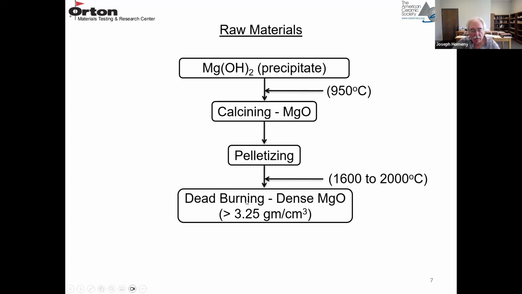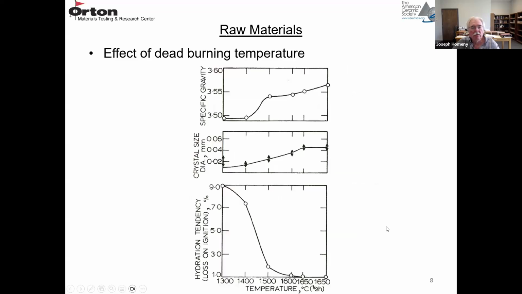Dead burning makes it inert to other processes like hydration. MgO is subject to hydration. It doesn't hydrate at a very fast rate, the kinetics are slow, but you dead burn it to make it inert, reducing the surface area and making a material that's more hydration resistant.